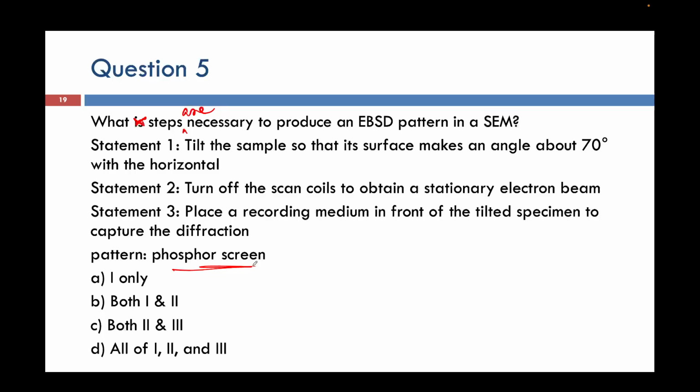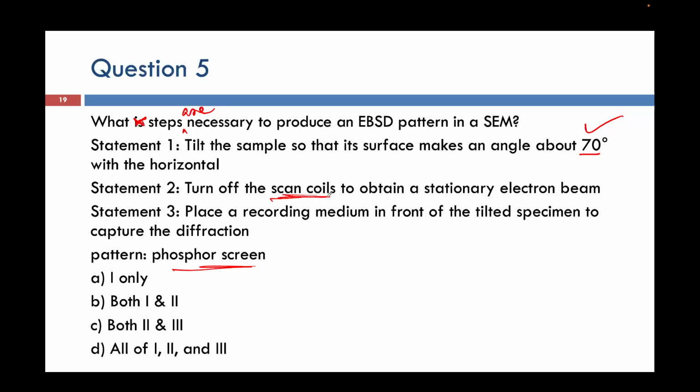Can anyone answer? This is, I think, related to how we generally obtain an EBSD pattern. Statement 1: tilt the sample so that its surface makes an angle of 70 degrees with the horizontal. That means a highly tilted specimen will be interacting with the stationary electron beam, so this is correct. Turn off the scan coils: what is the role of scan coils in the scanning electron microscope column? It is to deflect the electron beam, right? If the electron beams are diverging, then the role of scan coils is to deflect the electron beam.